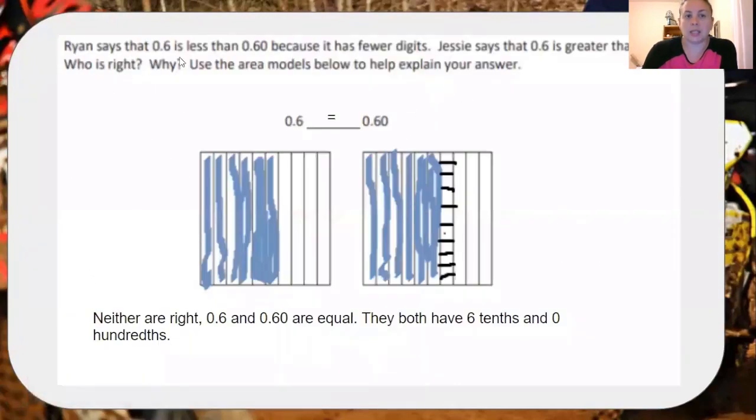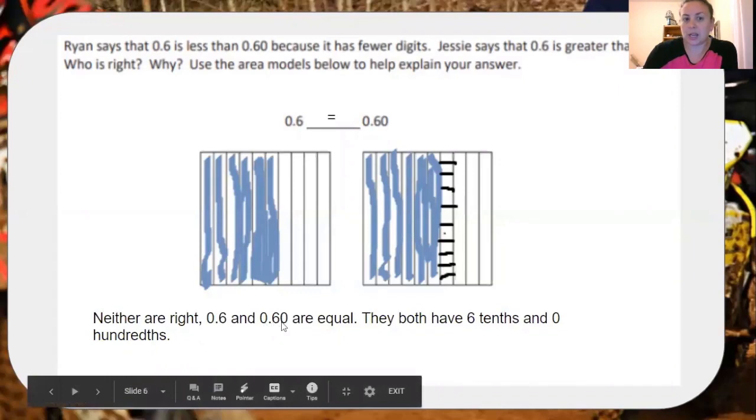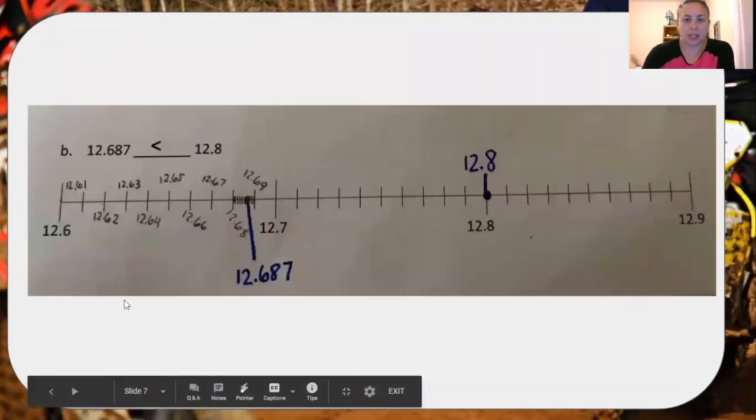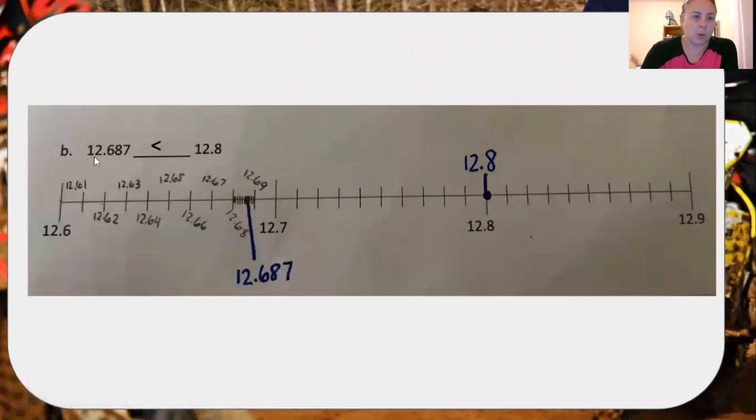Brian says that 6/10 is less than 60/100. So who was right? So if we color it in, we see that 6/10 is 6 pieces colored. Over here, 60/100 is still 6 pieces colored. And even if we took that next one and broke them up into 10 pieces, we are coloring in 0 pieces. So 6 and 6, neither are right. 6/10 and 60/100 are equal. They both have 6/10 and 0/100. A little tricky there.